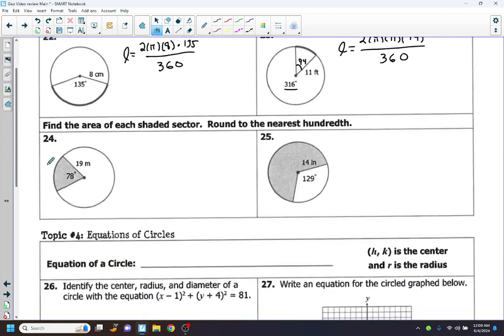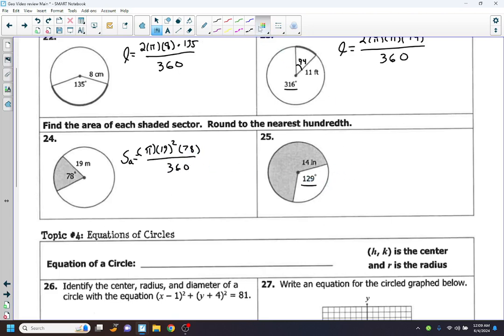Find the shaded sector. That's going to be the sector area, which in this case is pi times r squared, so 19 squared, times my angle, 78 degrees, over 360.